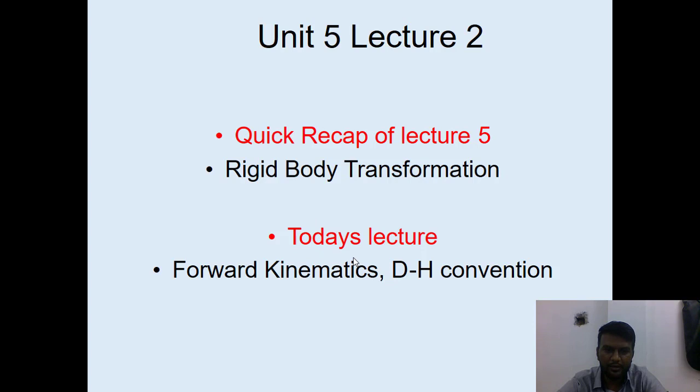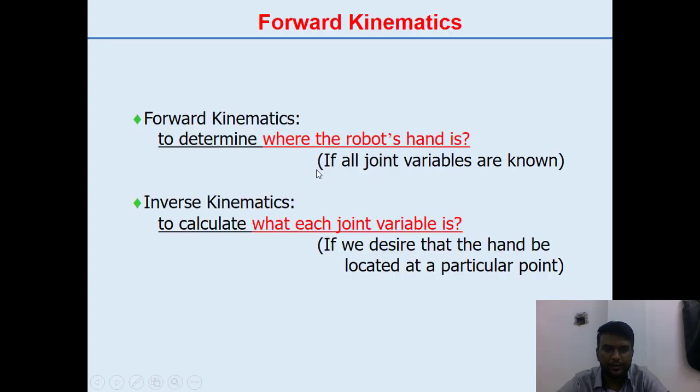In today's lecture, we are going to see forward kinematics. That means finding out the location, the position and the orientation of the end effector in terms of the joint angles. So let us begin. First, what is forward kinematics? Forward kinematics is a method in which we determine the location, or in other words, the orientation and the position of the robot's hand. The robot's hand is nothing but the end effector.